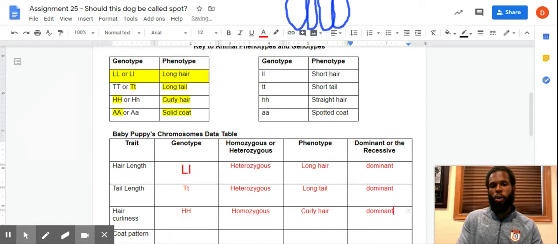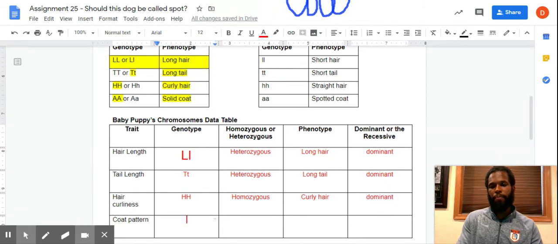And then last we have coat pattern. We found out it was big A, big A. These are the same, so it's going to be homozygous. We know same means homozygous. And the phenotype is a solid coat. And because there's one capital letter, we know it's dominant. So we see all the traits are dominant, okay? There are no recessive traits.